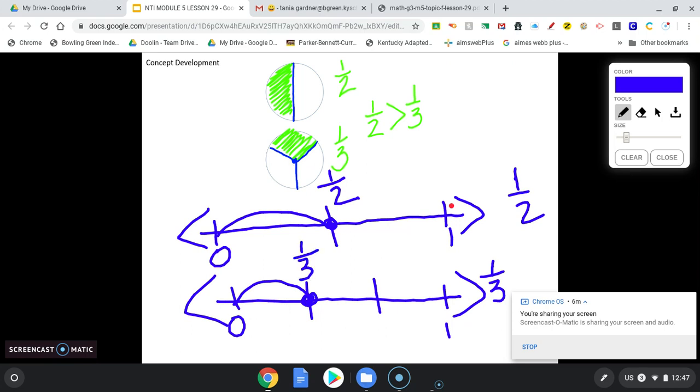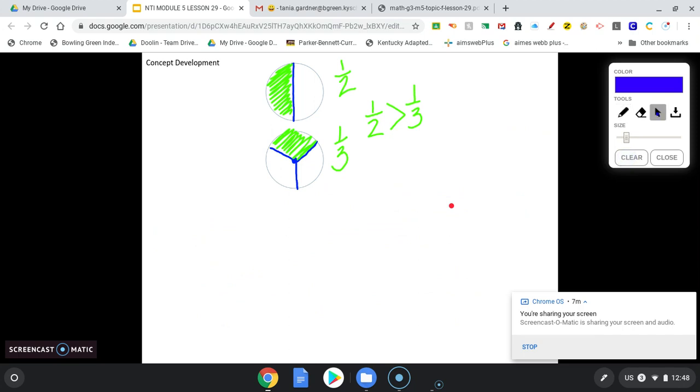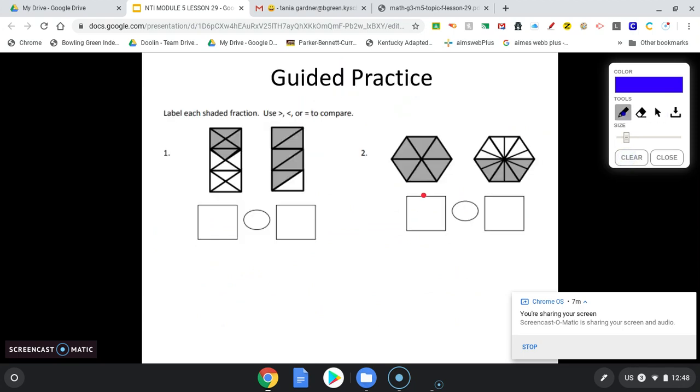Which is closer to 1 whole, 1/2 or 1/3? Very good, 1/2. So 1/2 we know is greater than 1/3 when the pictures are the same size, same length. The number lines are the same length, the circles are the same size. Okay, so let's keep going. Let's do a little practice.